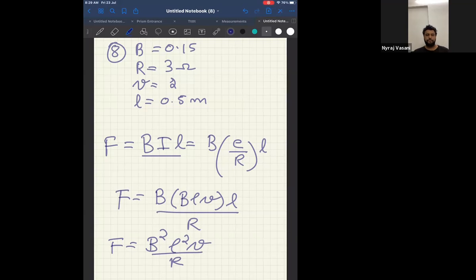All of you getting it? B square L square V upon R. Now look at the screen again. B is given in the question, L is given in the diagram, V is given in the question, R is also given in the question. So simplify and substitute. And tell me now, what do you get as the answer for force? I have given you the steps, how you come till the last one. You just have to simplify and give me the answer. Start.